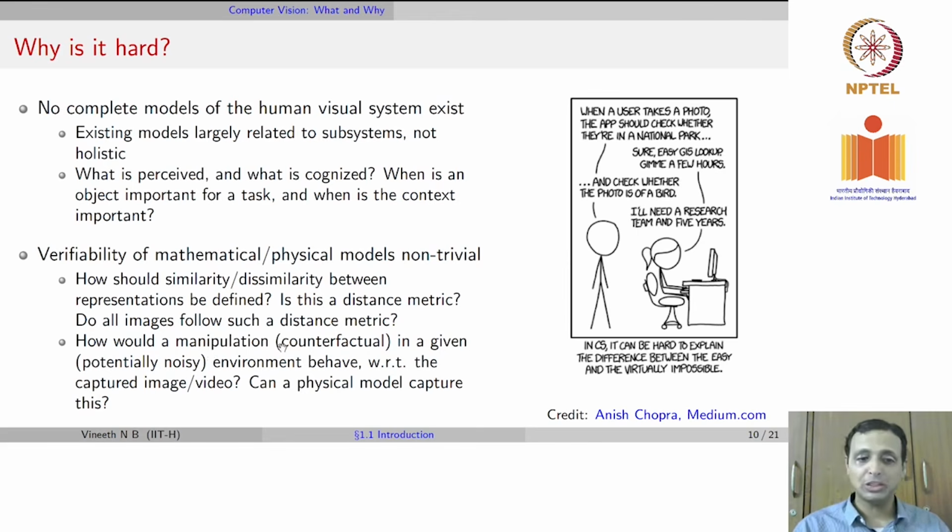So if you had a manipulation in a given environment, how would that change the behavior of the perception or the cognition of the image? Can a physical model or a mathematical model of your environment actually capture those kinds of counterfactuals and how the counterfactuals affect your perception? Okay. These are open questions at this point, and these are the reasons why computer vision stays a hard problem today.